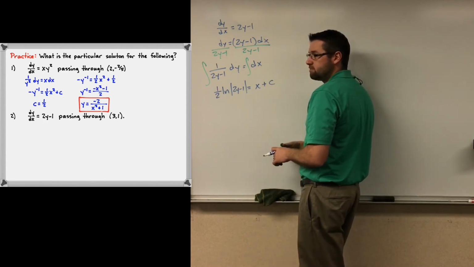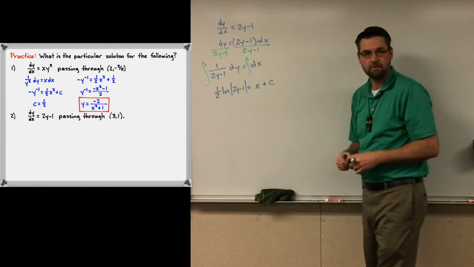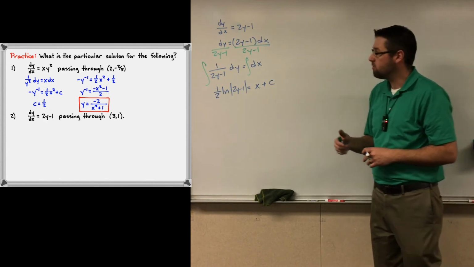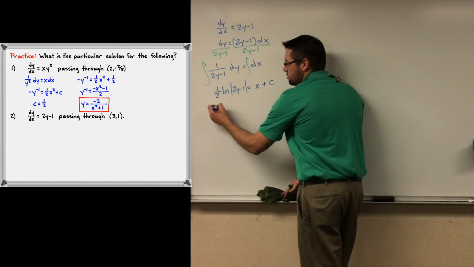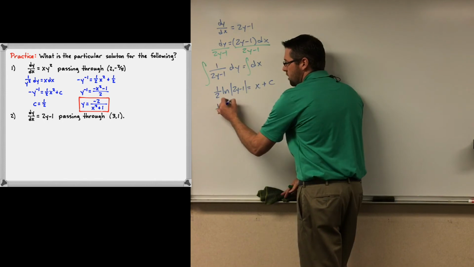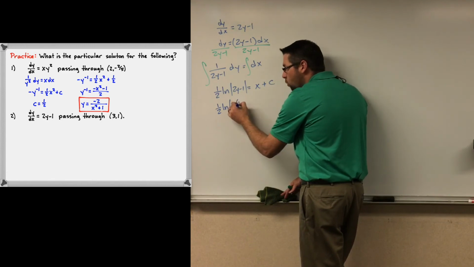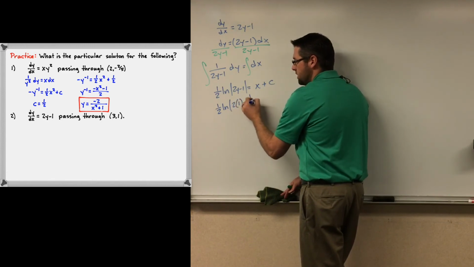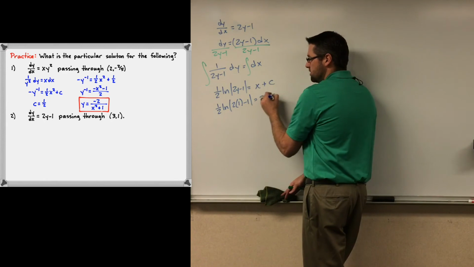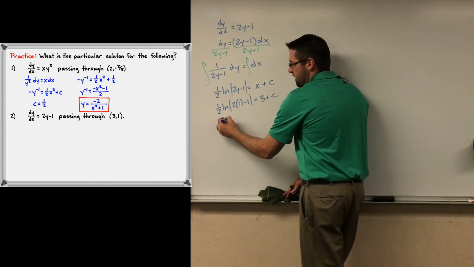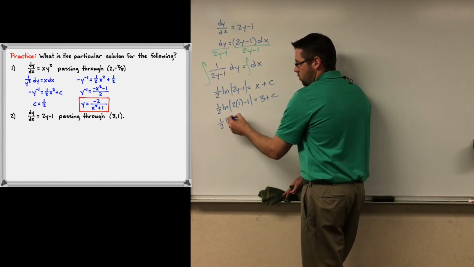Now what? What's the next step? Plug in the initial condition. So you get 1/2 of the natural log of 2 times 1 minus 1 equals 3 plus c. So 1/2 natural log of 1 equals 3 plus c.